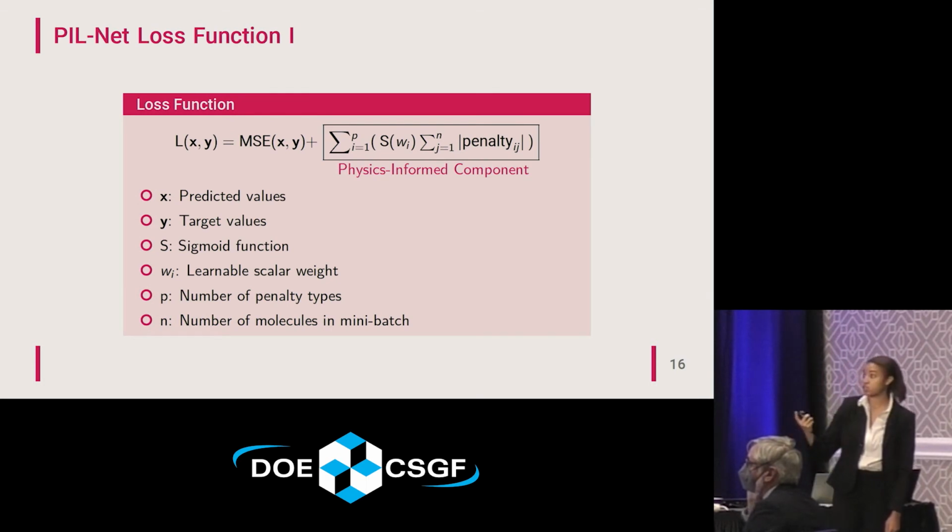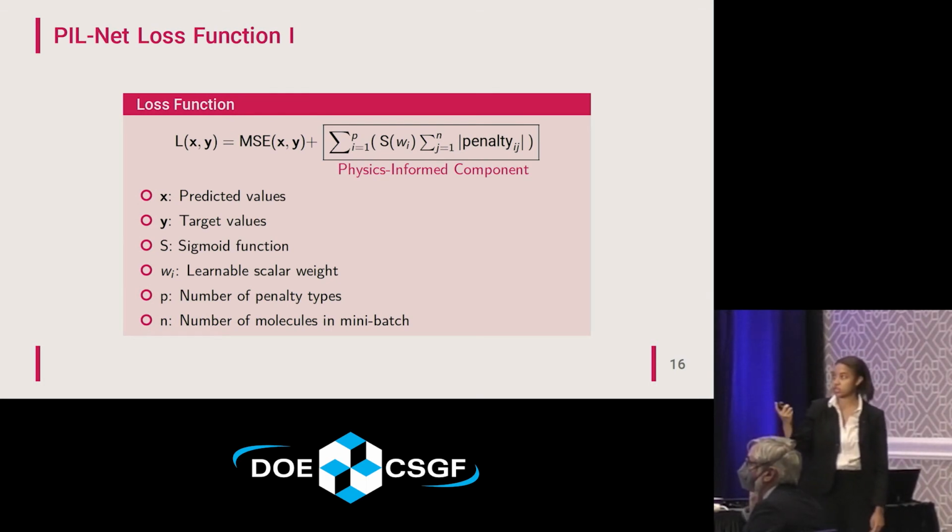And then here's the loss function. The base loss function that we're using is called mean squared error. It computes a distance between the predicted and target values. But then we add this physics-informed component to it. Depending on what your penalties are, for this case it's a node-level prediction, so it'll be for each node. You take an absolute value of those penalties, depending on the penalty type, and you sum over them.